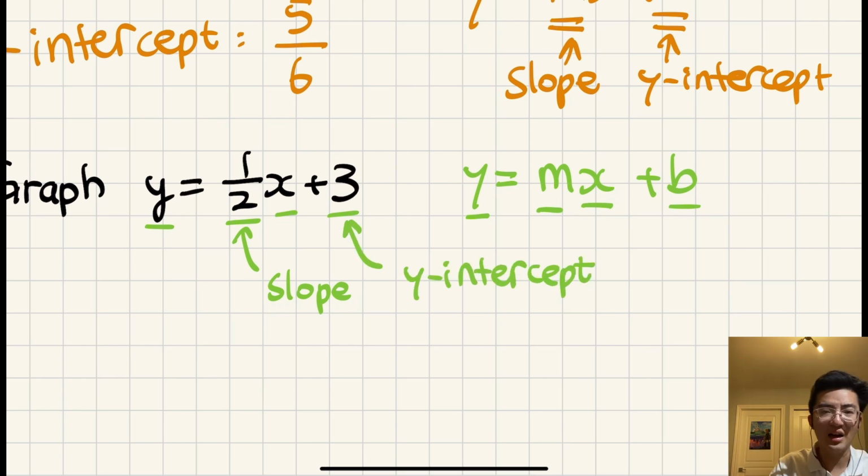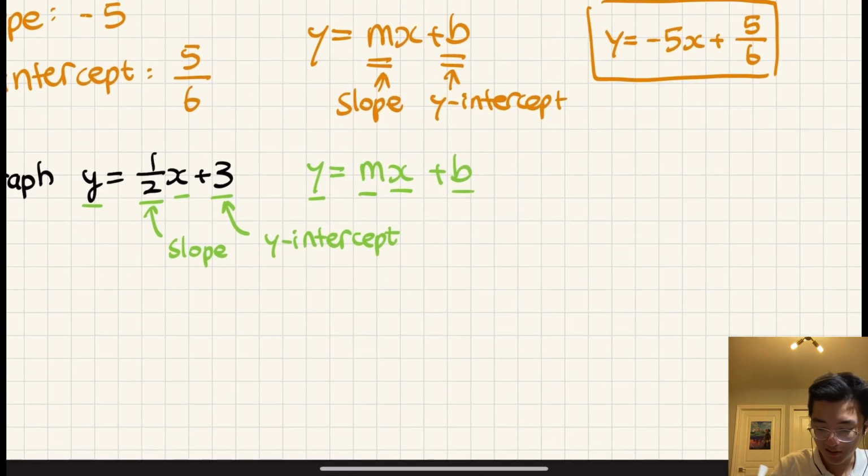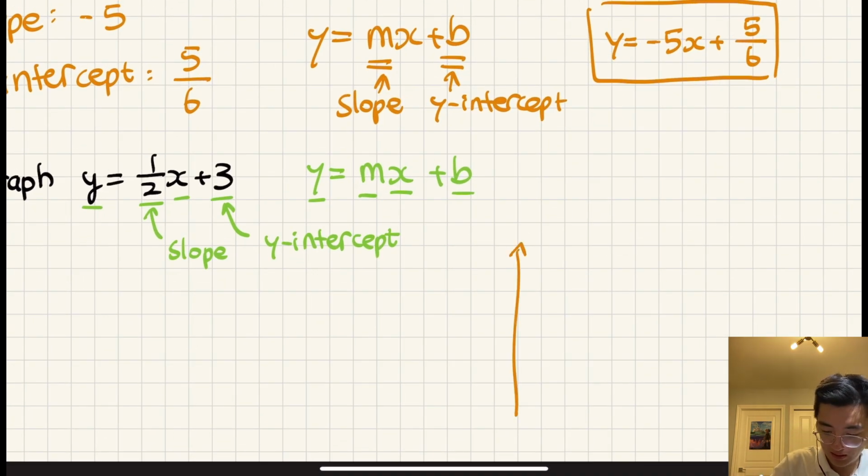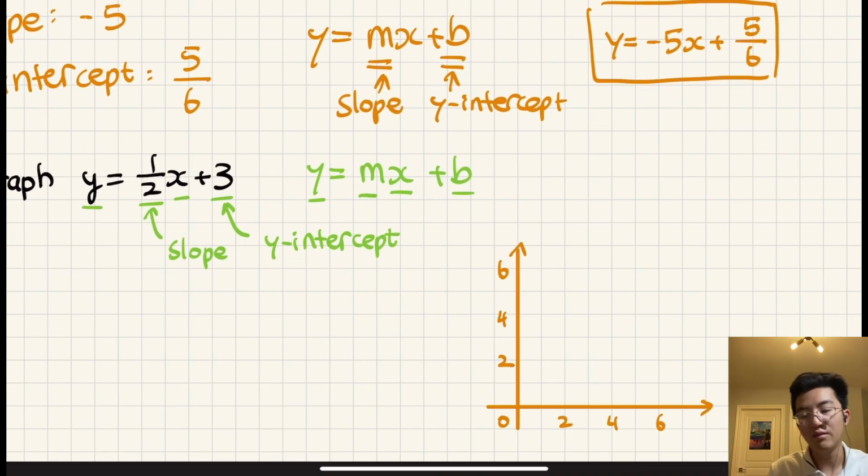So how can we make a graph from here? Here's what we do. We'll do a simple graph here. The y-intercept is 3, which means that in this graph, it will touch this point right here, because that is where 3 is. We've got 1 here, 2 is here, and then 3 is right there. These are the coordinates of (0, 3). So at this point, the graph will touch the y-axis.